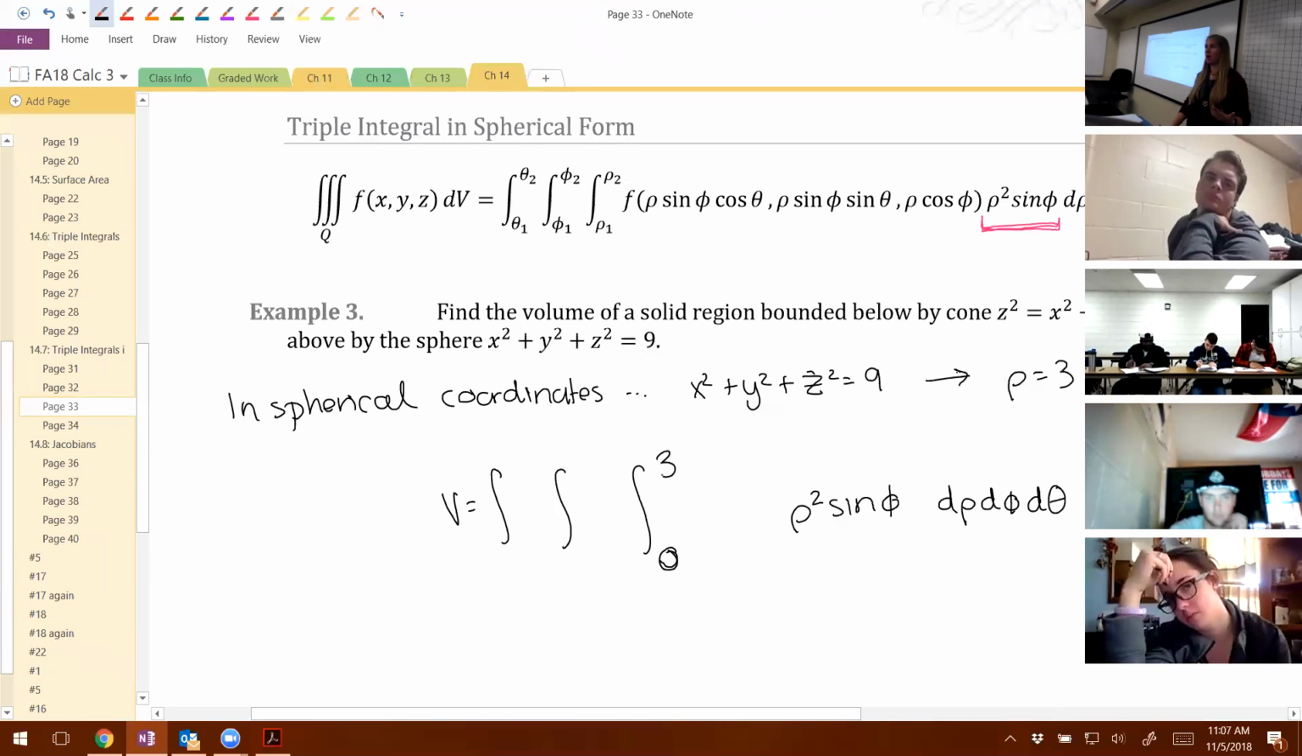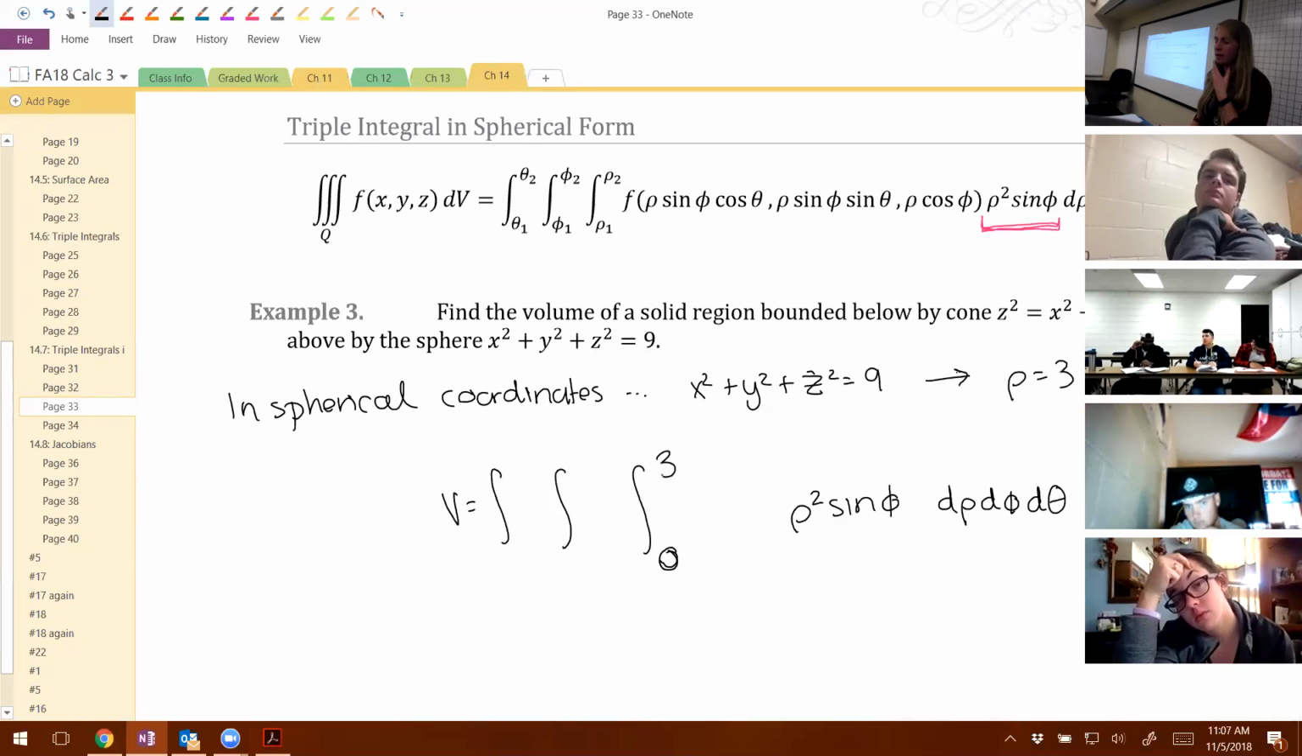Very easy inner limits to work with. Those are not challenging at all. They're just constants. And so again, that's why this is a lot nicer than trying to work with square roots of a whole bunch of stuff.